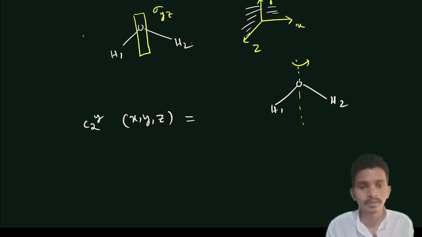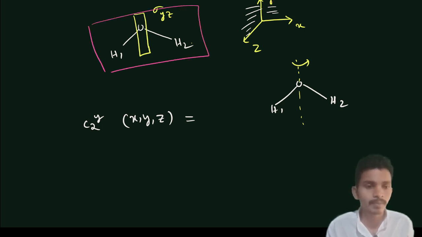Another is passing through all the atoms, since this is the plane, so I am passing the plane xy, which is in the plane, so I am cutting all the atoms. I am cutting the molecular plane, so that is sigma xy, which is in the plane. So two planes are present.